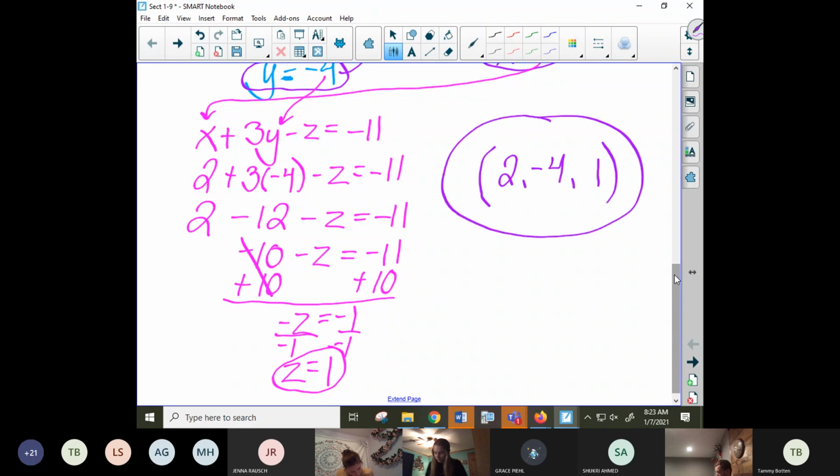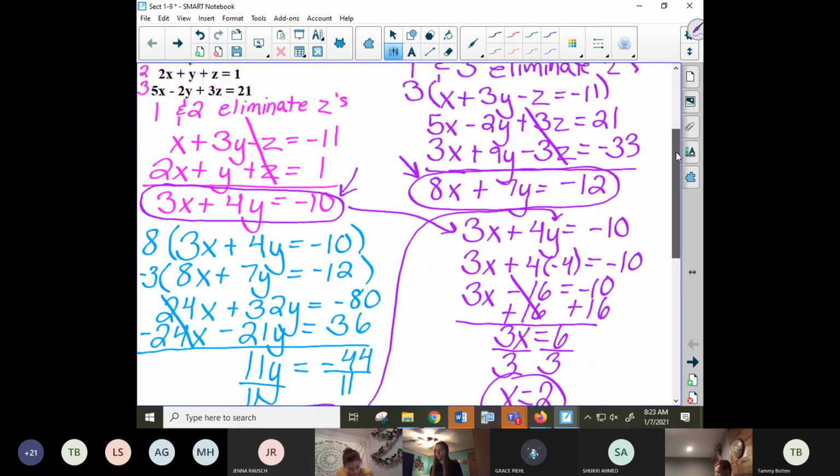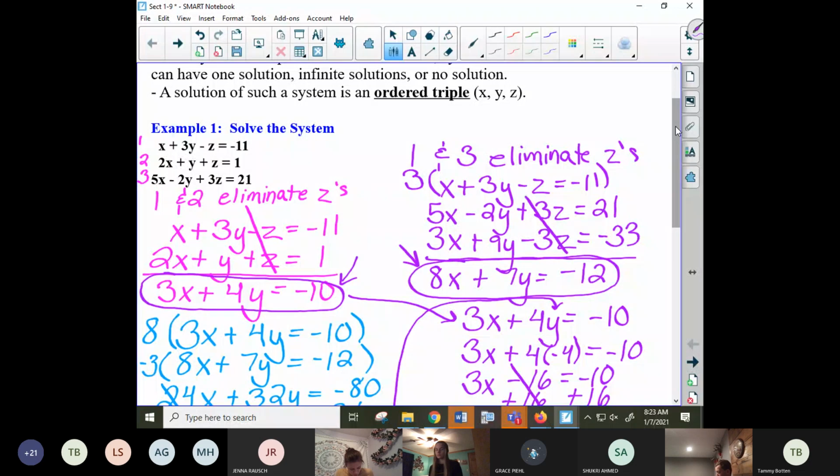That is your answer. And you can go back to the beginning and put those answers, 2, negative 4, 1, into the equations and make sure that they work to see if you did it correctly. Like if I tried this first one, x is 2, 3 times negative 4 is negative 12, and then minus 1. So this would be 2 minus 12 minus 1, which would be 2 minus 13, which is negative 11.